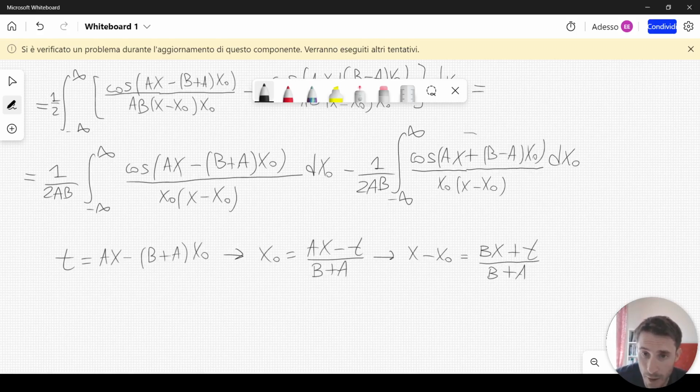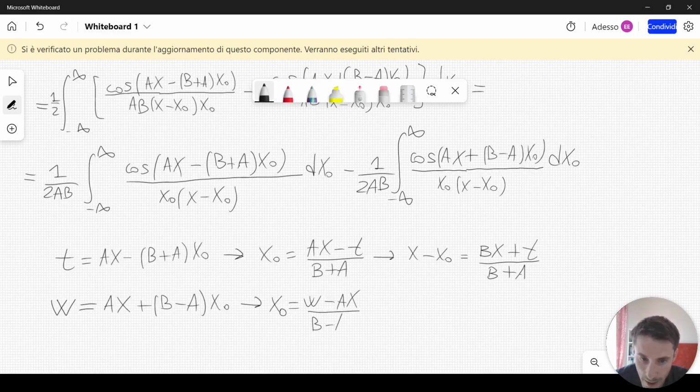And you do something similar for the second integral. In this case, we are going to use the variable w, and we set it equal to the argument of the cosine of the second integral. So here I set it equal to ax plus b minus a times x0. From here you can derive x0 equal to w minus ax divided by b minus a, and then you can also derive x minus x0, which is equal to bx minus w divided by b minus a. So it's easy to check.